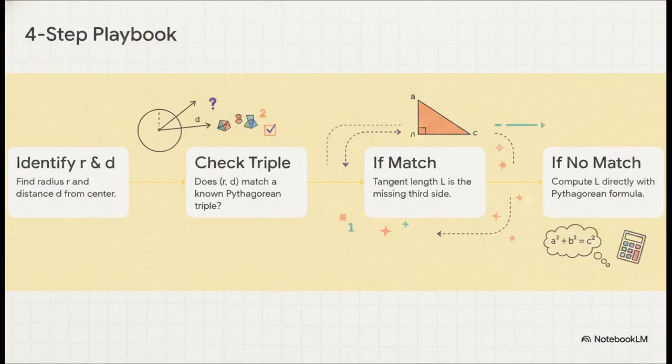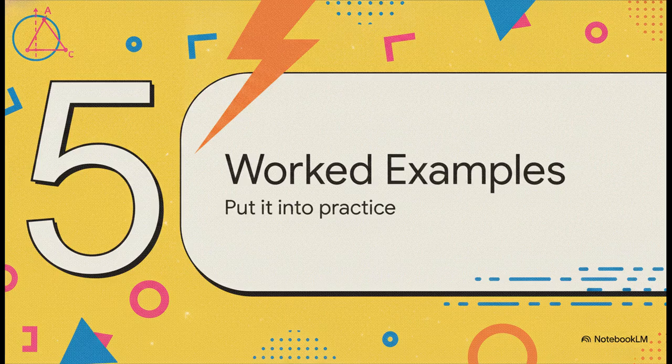Let's break this down into a super simple 4-step playbook. Step 1, identify your radius r and distance d from the problem. Step 2, check if those numbers match our mental cheat sheet of triples. Step 3, match aana? Super! Your tangent length L is simply that missing third side. Step 4, and if it doesn't match, don't panic. You just compute L directly using the traditional formula. Easy, right?